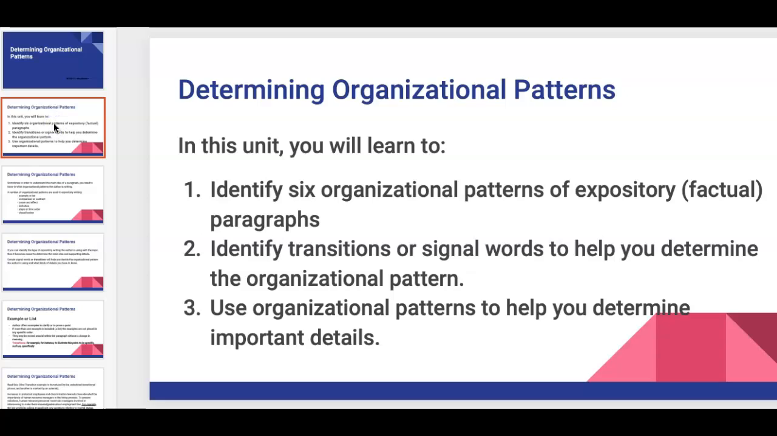So first of all, textbook authors use 6 different organizational patterns of expository or factual paragraphs. So we're going to be looking at those 6 different patterns. We are going to be identifying transitions or signal words to help you determine the organizational pattern. And then we're going to use organizational patterns to help you determine those important details.